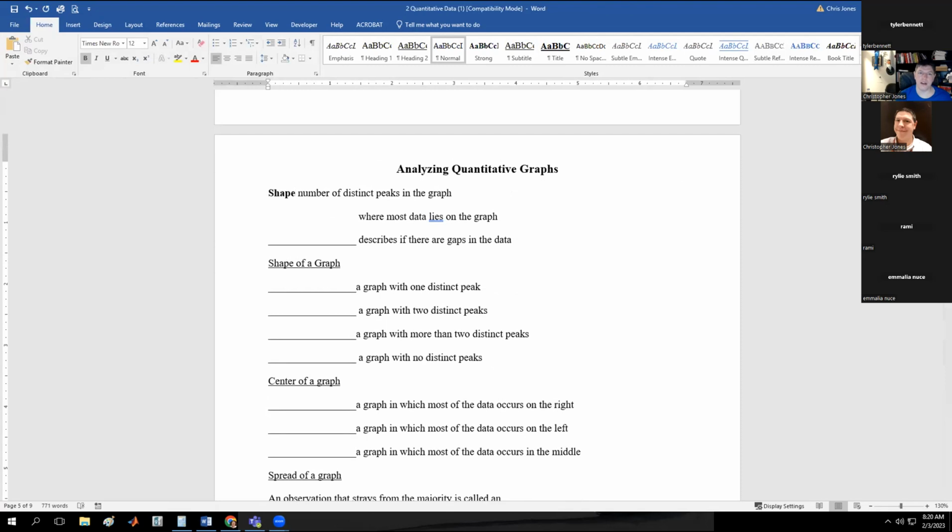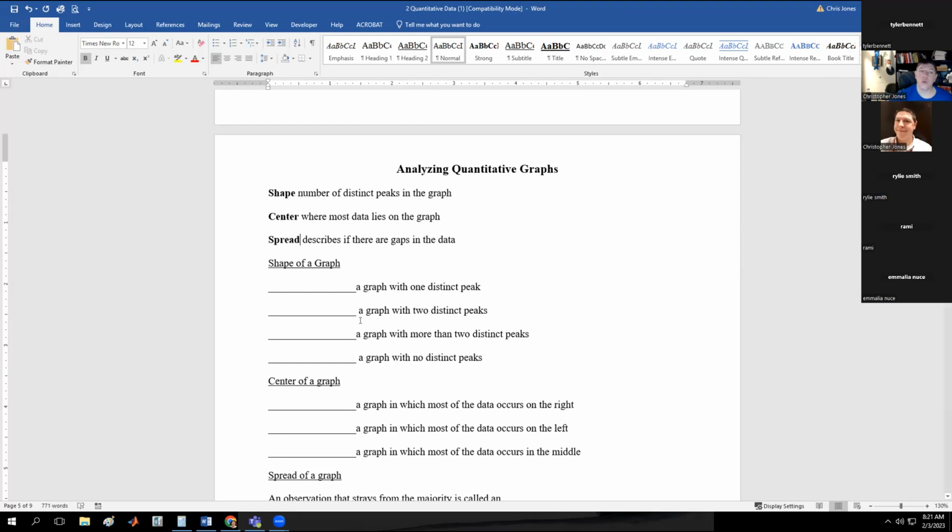So the shape of the data describes the number of distinct peaks in the graph. There's something called the center, and that's where the large majority of the data lies on the graph. And then finally, there's something called the spread. So we have a shape, a center, and a spread of a graph. These are the three characteristics that we're looking for specifically on histograms for the most part. Not just the histogram, but most times we want to describe the shape, center, and spread. Each of those terms has its own subset of terminology attached to it.